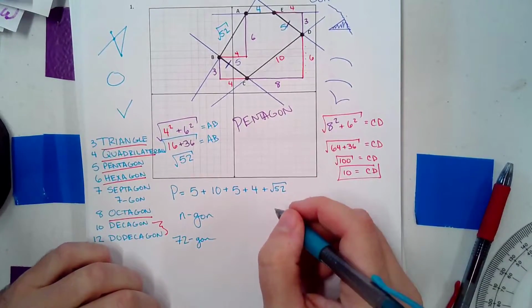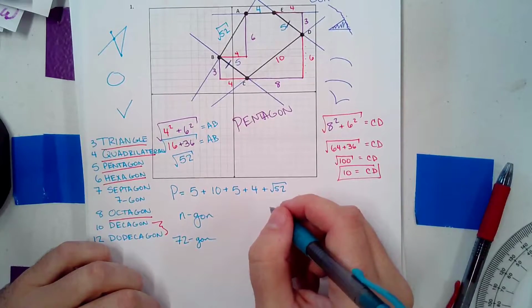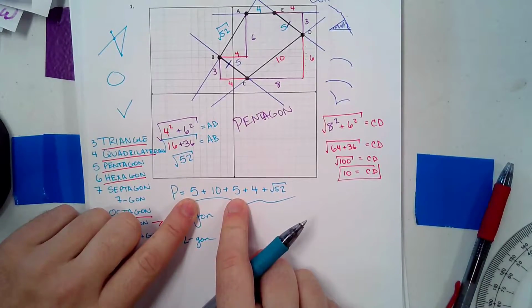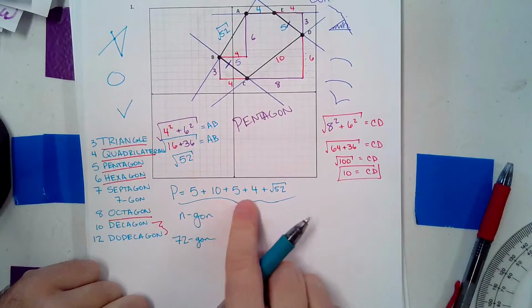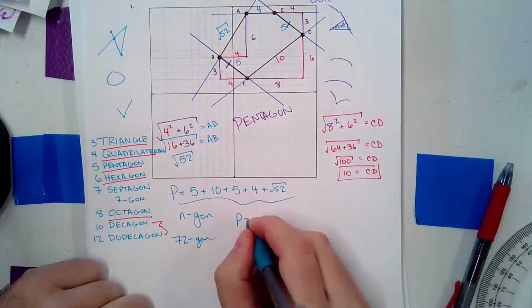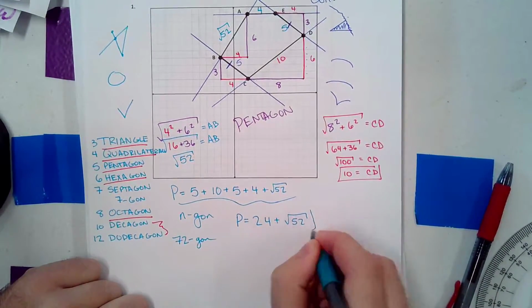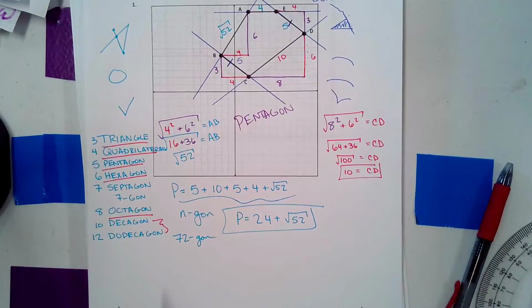And you're thinking, okay, now what? Well, do what you can, right? Don't get out a calculator. What's 5 and 5? What's 10 and 10? What's 20 and 4? So P is 24 plus whatever root 52 is. Done. That's the perimeter.